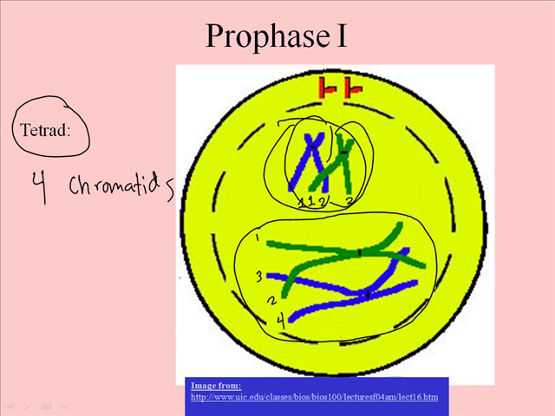During prophase one, there's two key things that happen. One is that the membrane around the nucleus starts to disappear, and that's represented by that dashed line. And the second is that notice that in each of these tetrads, you'll see that some of the legs of the chromosomes have crossed over. And that's going to be a really key piece as we move along through this movie. Here's crossing over, here's crossing over, and here's crossing over.